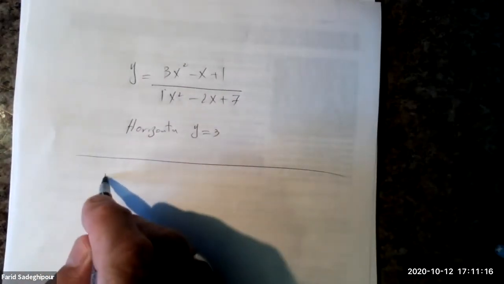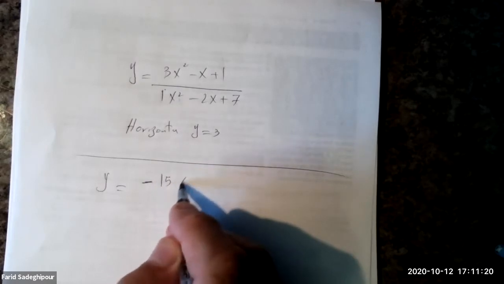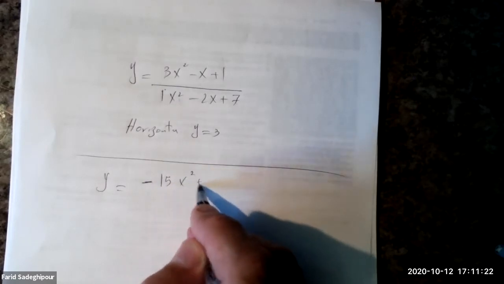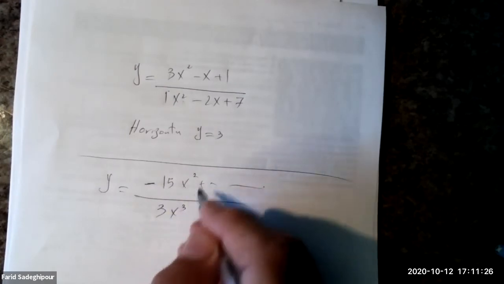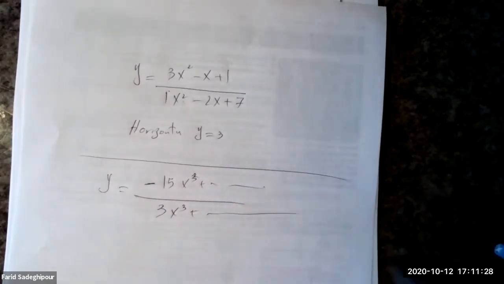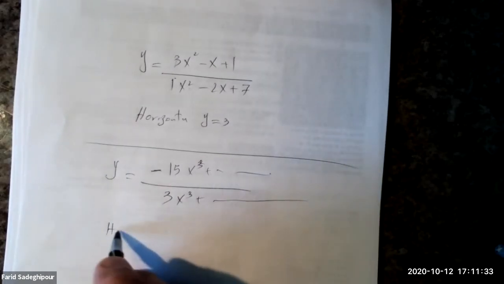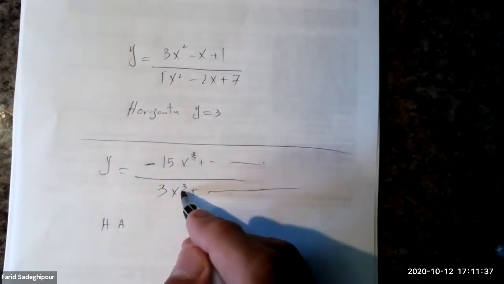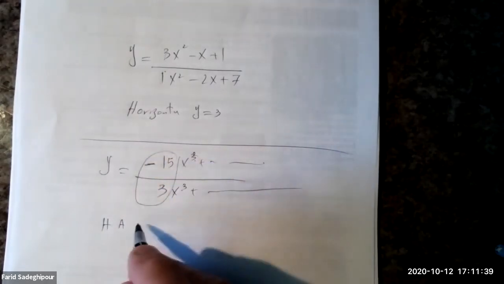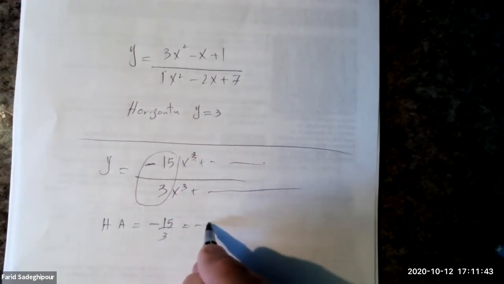Let's say you have another one. Something like that. You don't care about the rest. For the horizontal asymptote, the highest power is 3, the highest power is 3. It's the ratio of these two. So it would be -15 over 3, or -5.